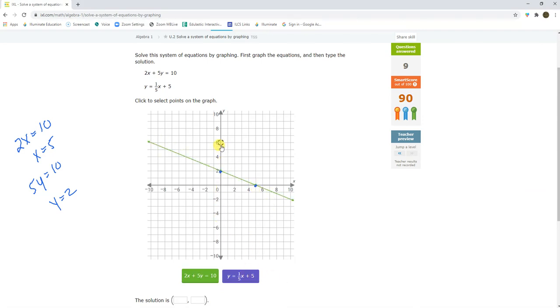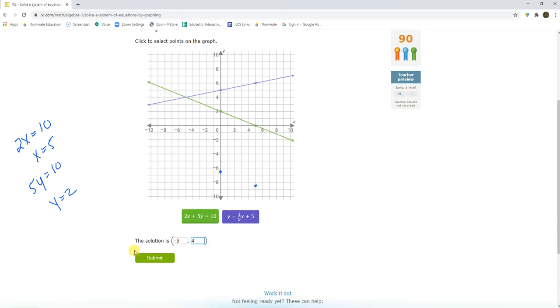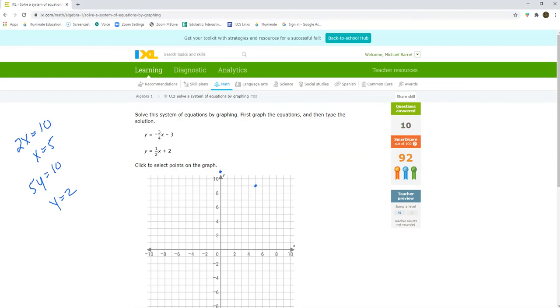This one starts at 5, goes up 1 over 5, and they come together at negative 5, comma 4. All right, that's good enough for this one.